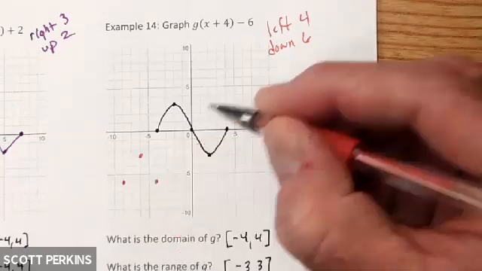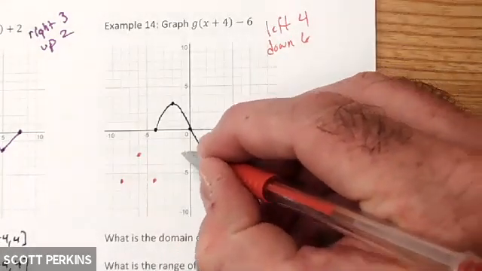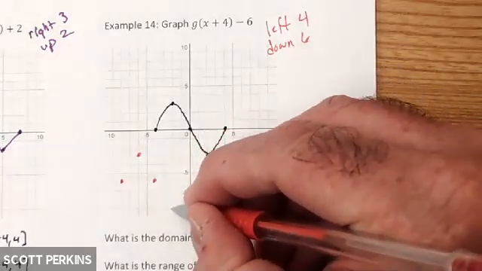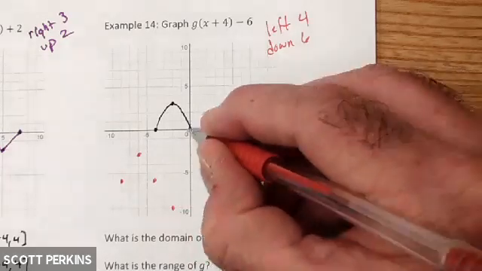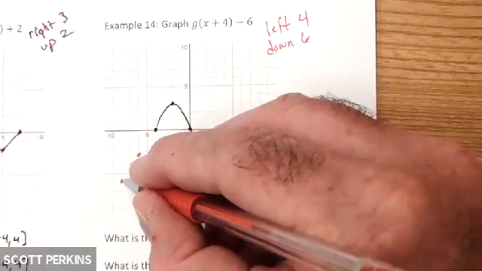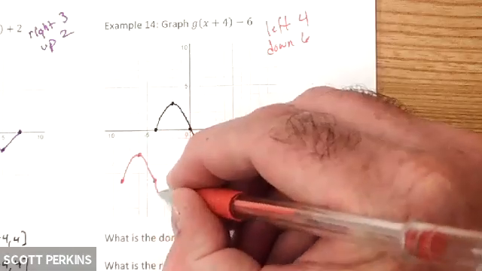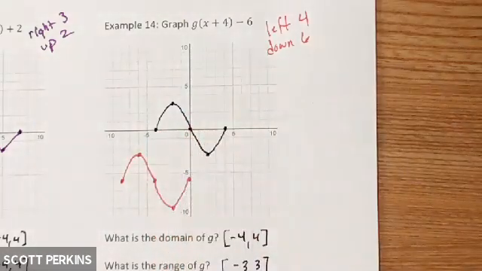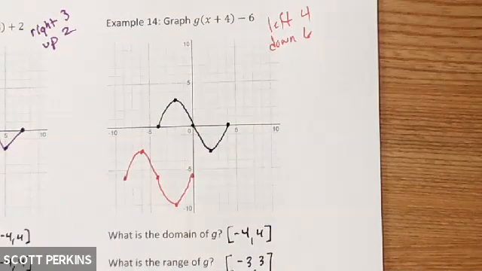Lost count, there it is. And then left 4, 1, 2, 3, 4, and 2, 4, 6. And last but not least, left 4, 1, 2, 3, 4, 5, 6. So again, the shape is not changed. It's the same shape graph. It is now just moved left 4, down 6.